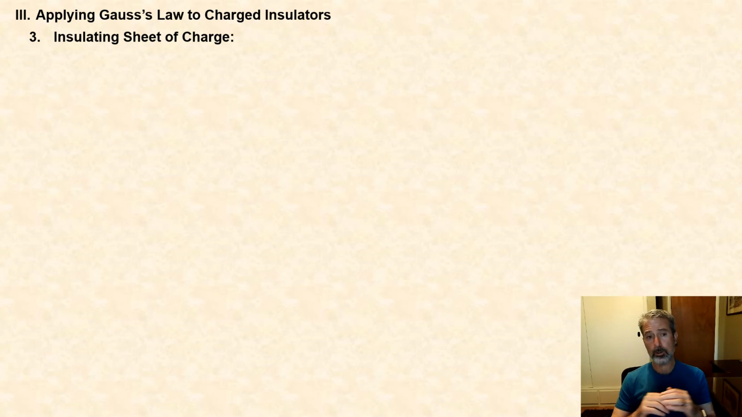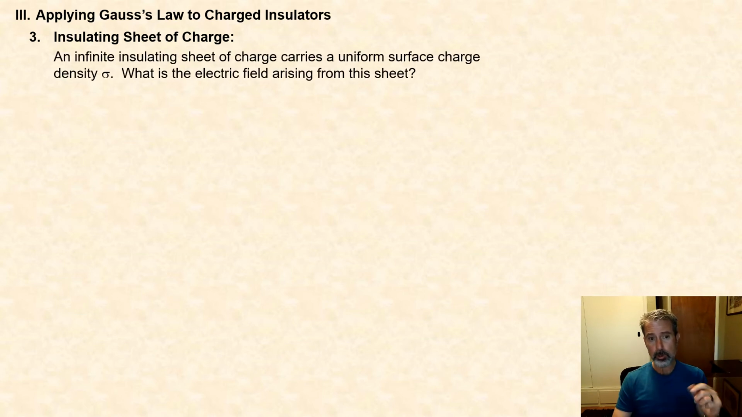The last example we'll take a look at today is the case of the insulating sheet of charge. So in this problem, we're told that an infinite insulating sheet of charge carries a uniform surface charge density sigma. What is the electric field arising from this sheet? Given the surface charge density sigma, we can assume that this is a two-dimensional charge distribution. If it's an insulator, so that the charge is spread evenly throughout this sheet, then it must be a very thin sheet to make it two-dimensional. I'm not drawing it that thin, but you're going to have to imagine it's quite thin.